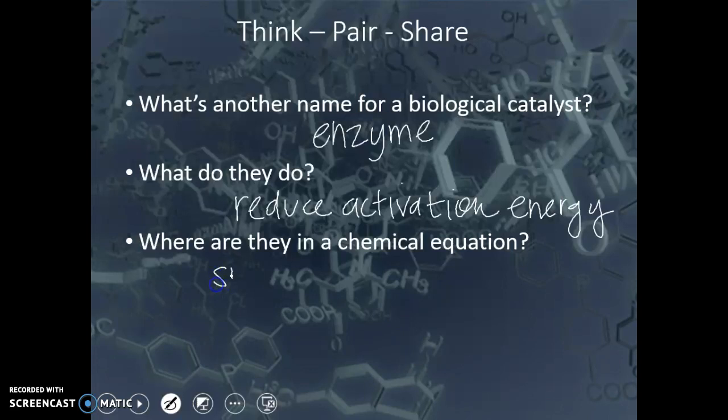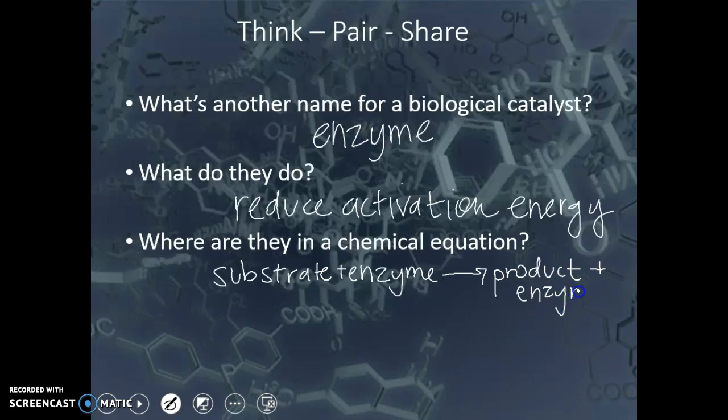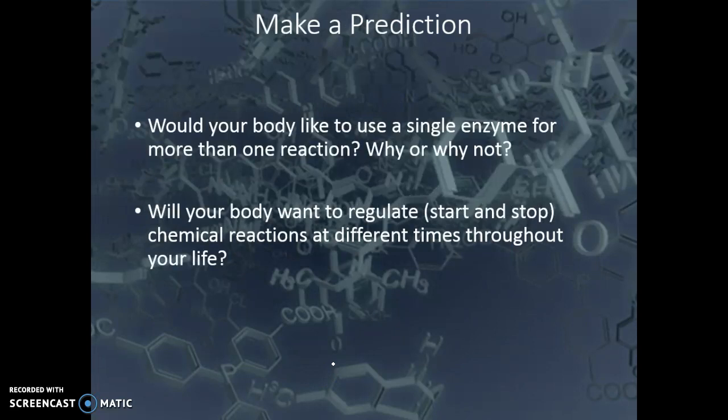So what we'll have is a substrate, which is what reacts with the enzyme, and the enzyme then allows that equation to occur, and that produces the product. But the enzyme is not changed, so we'll also have that enzyme left over at the end that allows that product to be made, but doesn't actually get changed itself. Okay. So just think about this.